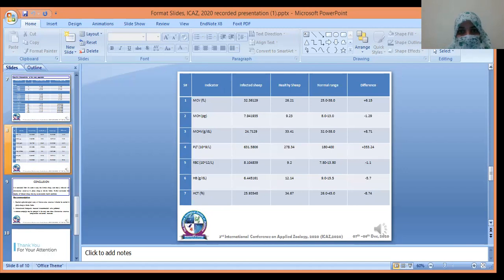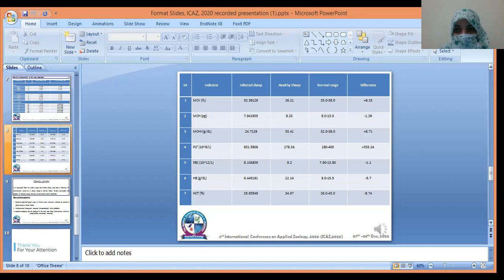I collected blood samples from infected, healthy, and normal sheep. The indicators which I used are MCV, MCH, MCHC, PLT, RBC, HB, and HCT. And the differences which I noticed are as follows.